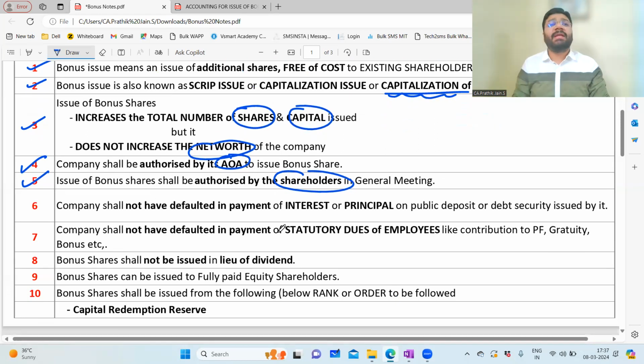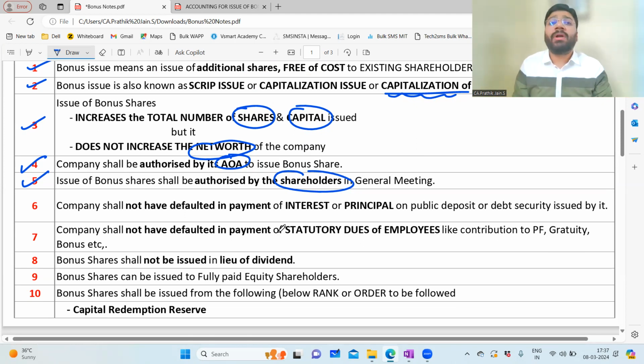Annual general meeting is a meeting that is compulsory to be held once in a year, after the financial year is over, to adopt the results, to discuss the results, and to discuss certain agendas, certain important topics for the upcoming financial year.